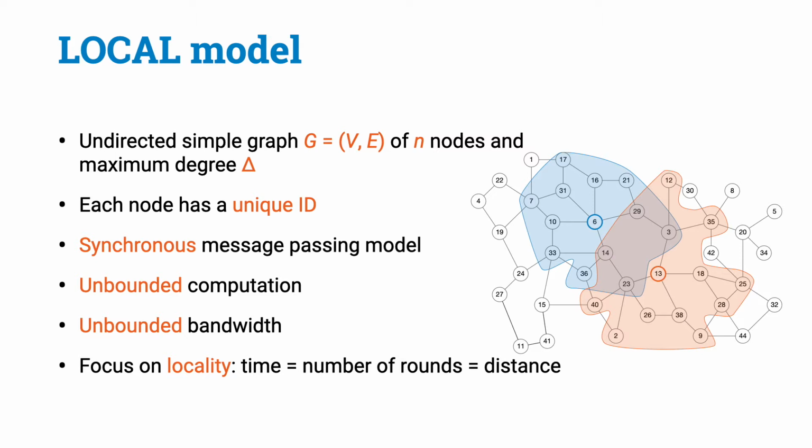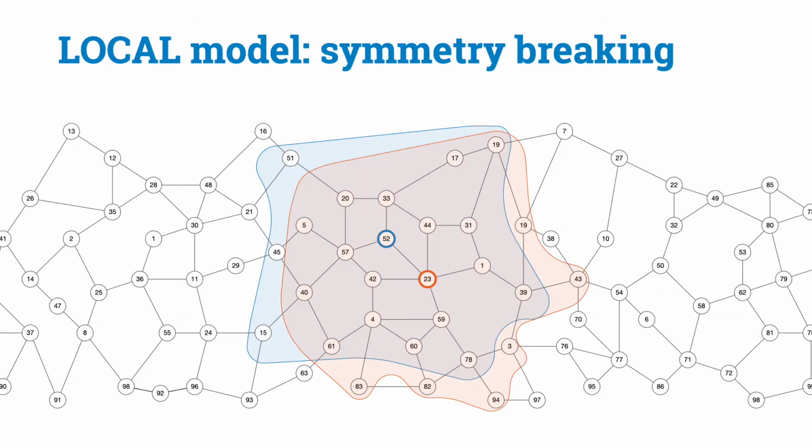Since we do not restrict the size of the messages, an algorithm that runs in t rounds in this model can be seen as a function that maps t-hop neighborhoods into outputs. Note that the t-hop neighborhoods of two neighboring nodes do not look very different, in the sense that the overlap of the views is quite large.